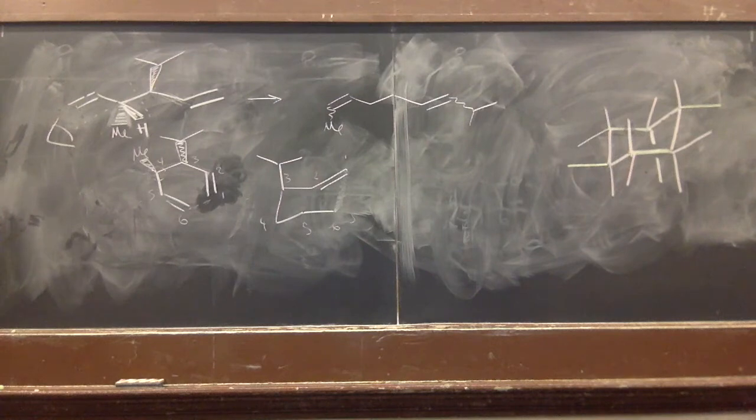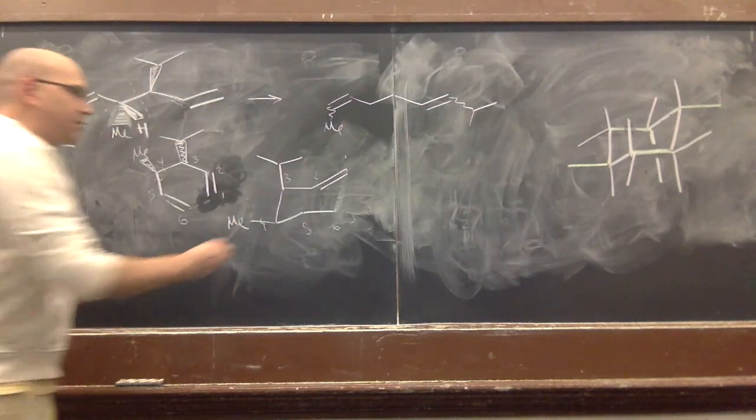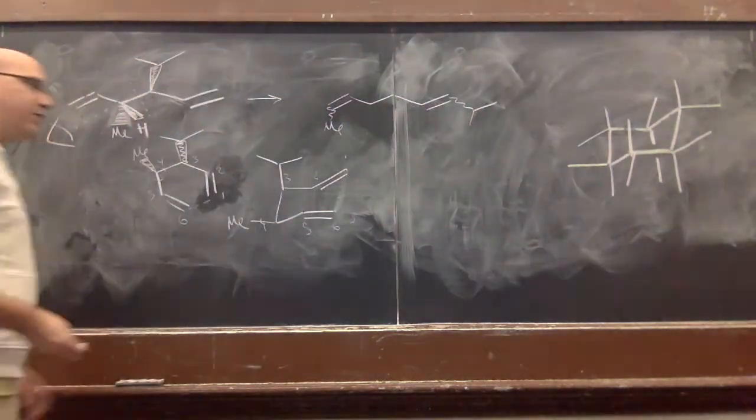Right, where's the methyl group going? Equatorial. Right, and then the 5, 6, we're going to have the alkene. And so this is one chair conformation that we have.